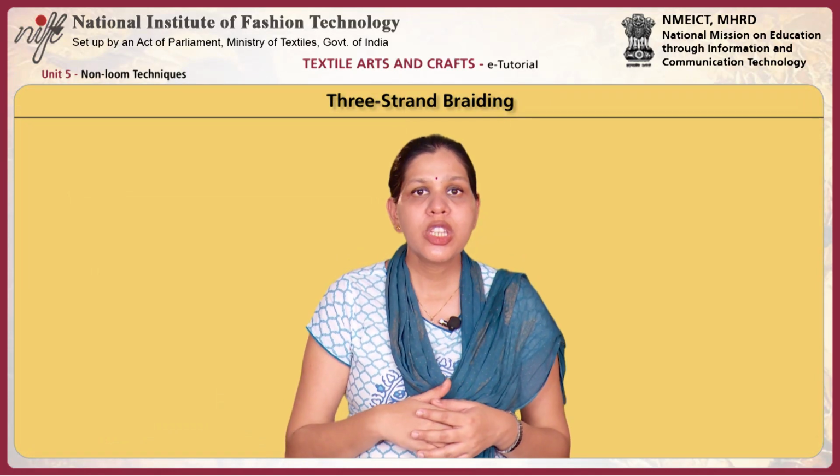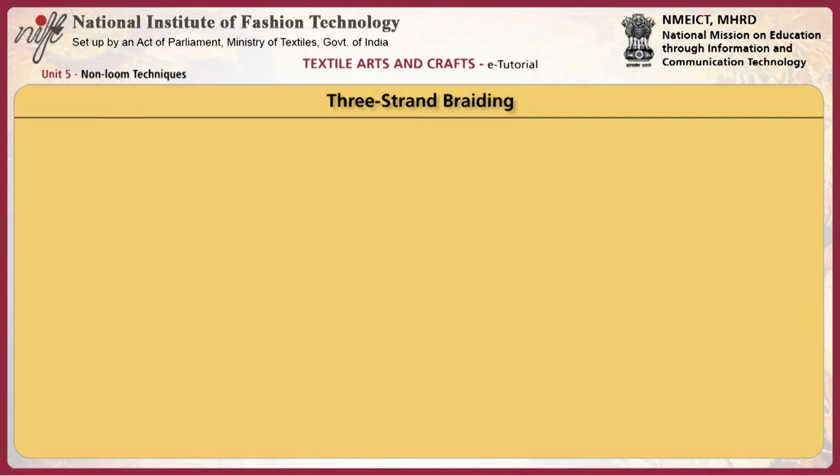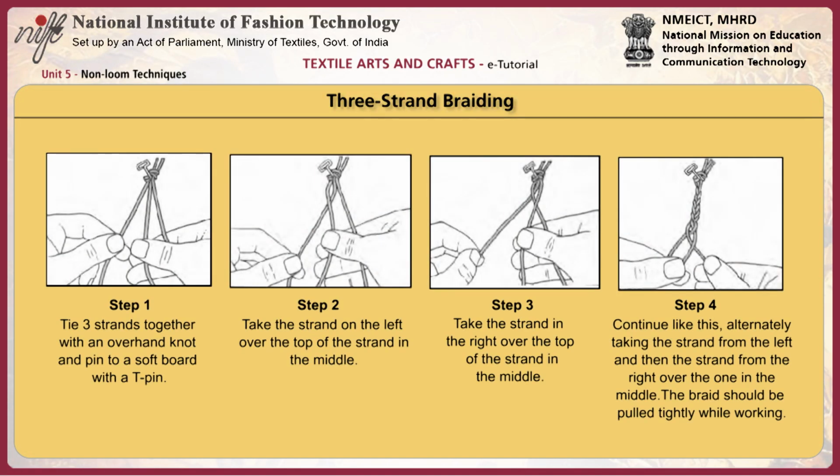Follow these instructions for 3-strand braiding. Tie 3 strands together with an overhand knot and pin it to a soft board with a T-pin. Take the strand on the left over the top of the strand in the middle. Take the strand on the right over the top of the strand in the middle. Continue like this alternately, taking the strand from the left and then the strand from the right over the one in the middle. The braid should be pulled tightly while working.